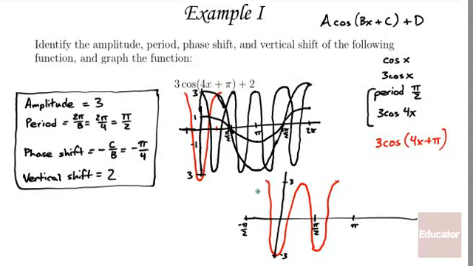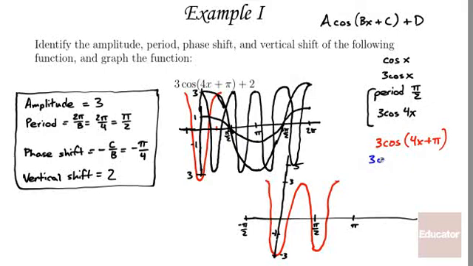Finally, we need to introduce the vertical shift of 2, and I'll do this last graph in blue. That takes the entire graph and raises it up by 2 units. So that means instead of going from 3 to negative 3, it's going to go up to 5. And instead of going all the way down to negative 3, it only goes down to negative 1. Let me label that more clearly. Negative 1.